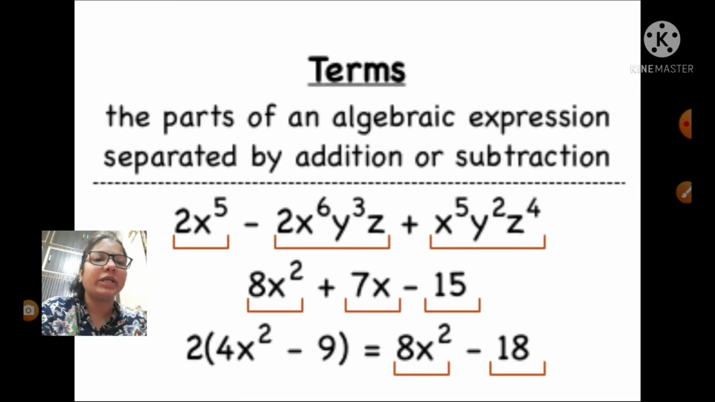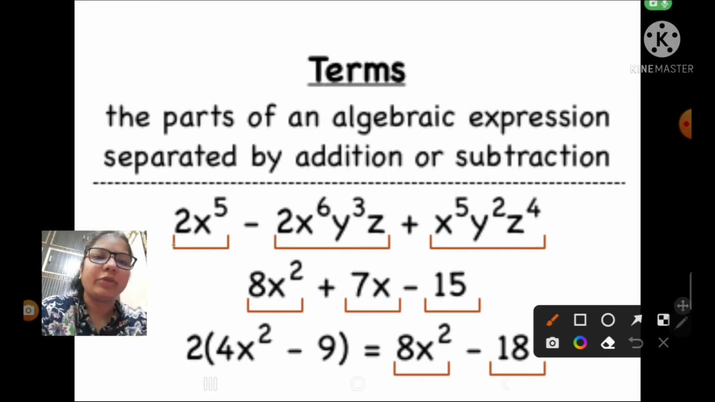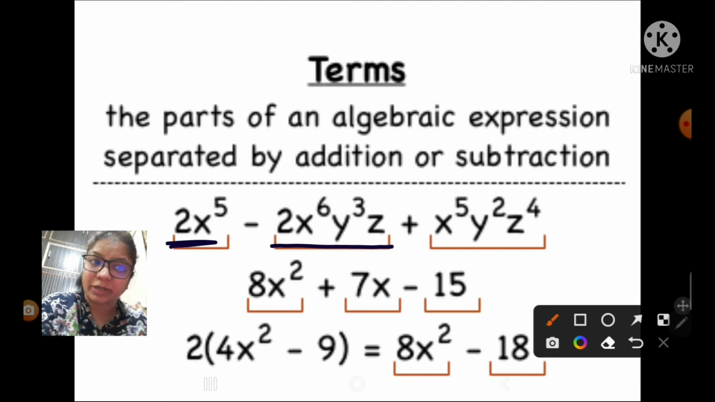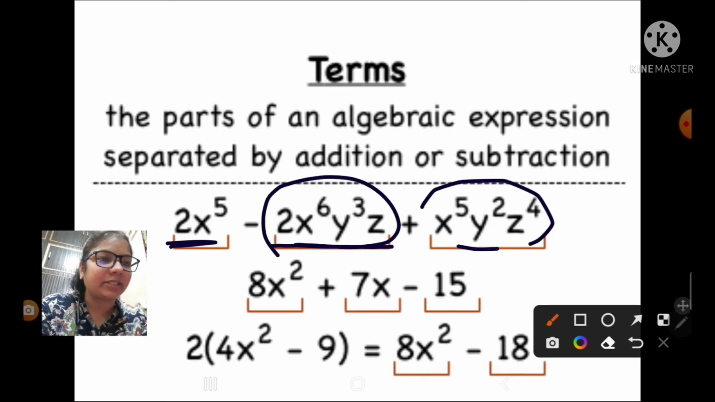You can see here, let me highlight this also. You can see here this one, 2 multiplied with x raised to power 5. So these are multiplied, na? So this is considered as one term. Then the minus sign means the second term starts. Here all are multiplied: 2 multiplied with x raised to power 6, multiplied by y raised to power 3, z. So this one is the second term. This is your third term.